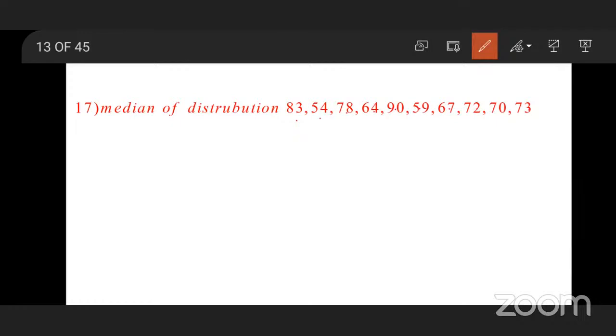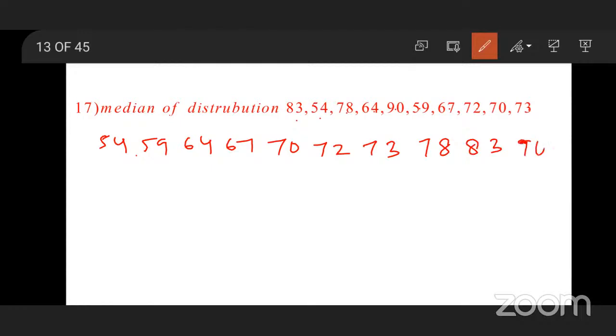The first number is 54, next 59, 64, 67, 70, 72, 73, 78, 83, 90. He gave them in the order 83, 54, and so on; I'm writing in ascending order. What do we want? I want the median.